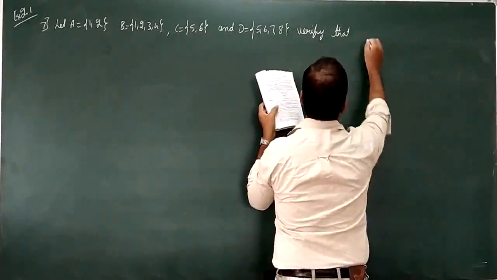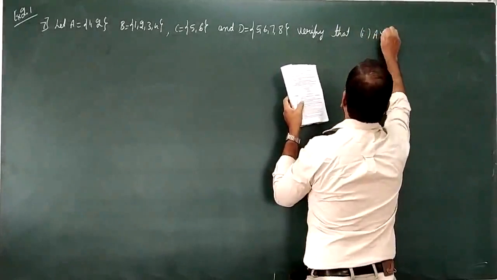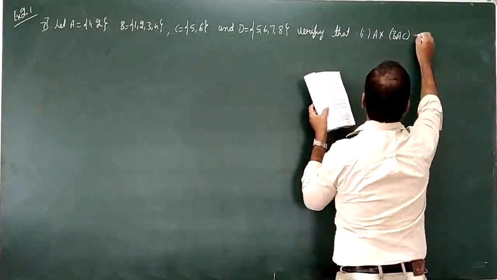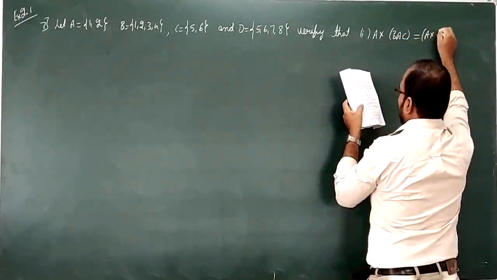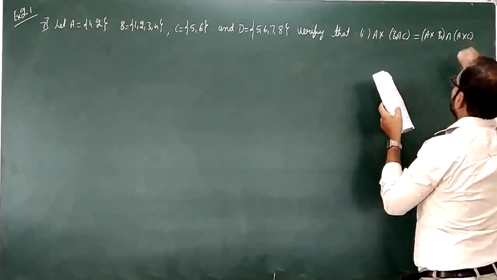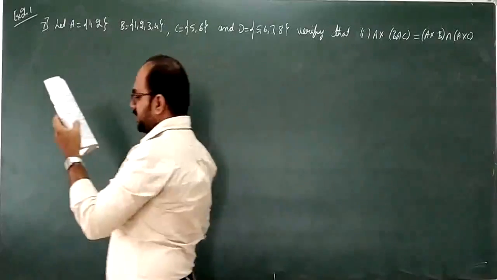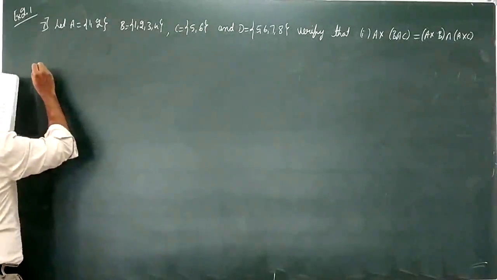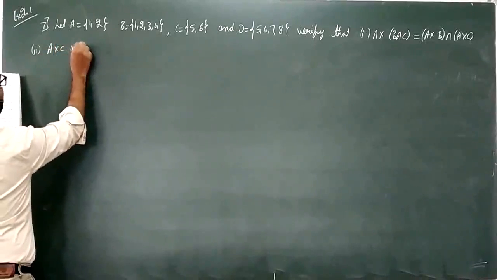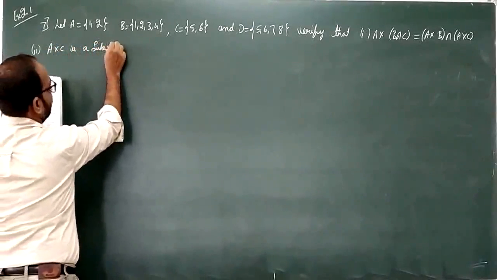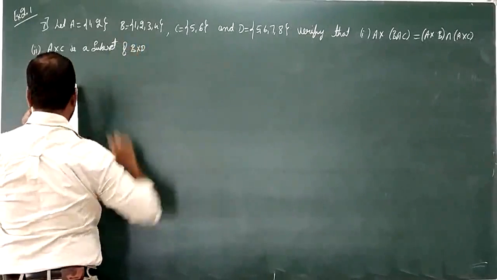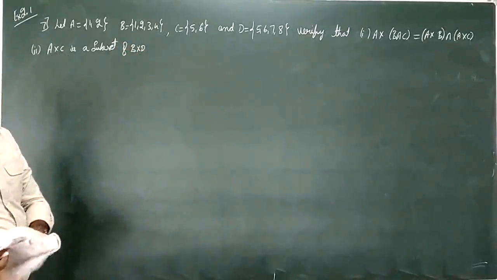in that first question, the Cartesian product of set A and (B intersection C) is equal to the Cartesian product of A and B intersection the Cartesian product of A and C. This is the first sub question, and the second sub question is: the Cartesian product of A and C is a subset of the Cartesian product of B and D. Write down the solution.